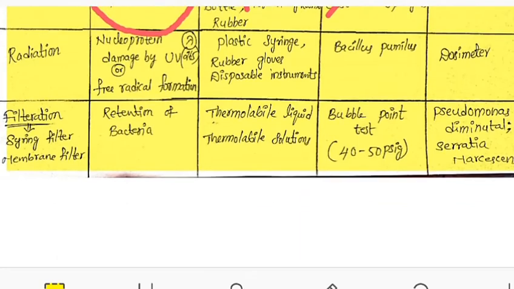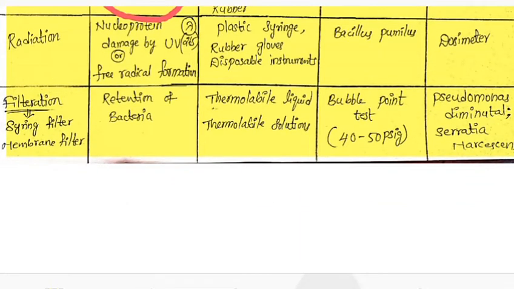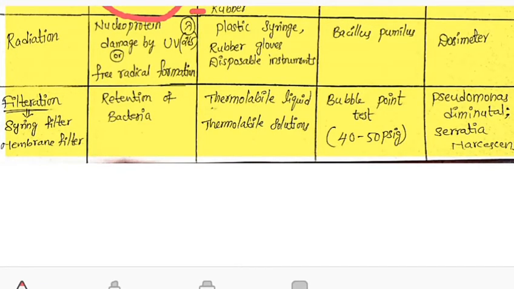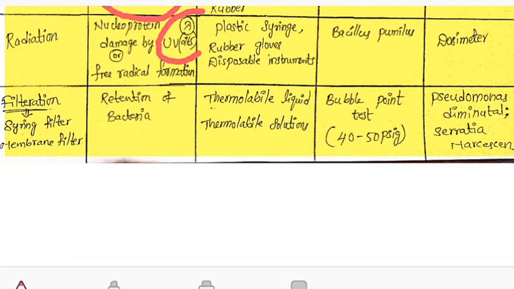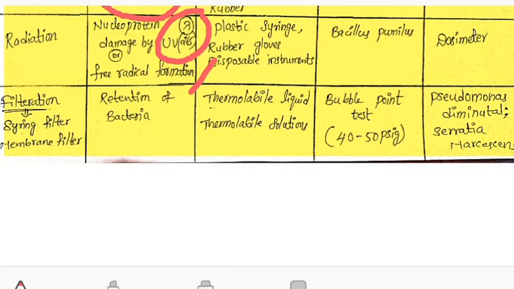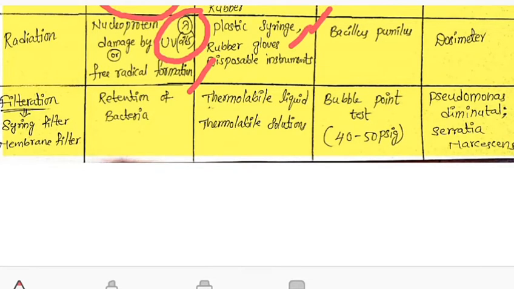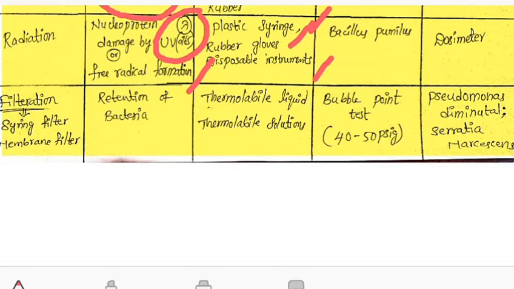And radiation is one of the important sterilization techniques. Here the mechanism is that it damages the nuclear protein. For UV, lambda 265 is the maximum advantageous range for the sterilization process. Free radical formation is another mechanism of radiation sterilization. Plastic syringes, rubber gloves and disposable instruments are some of the applications, and the remaining two are some of the indicators.